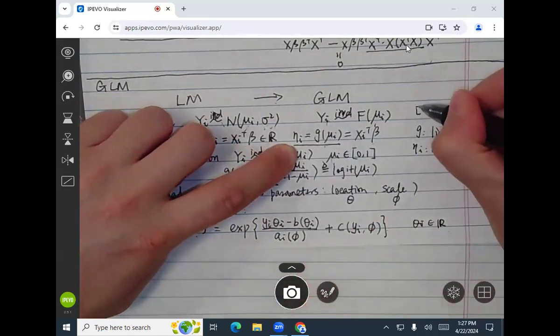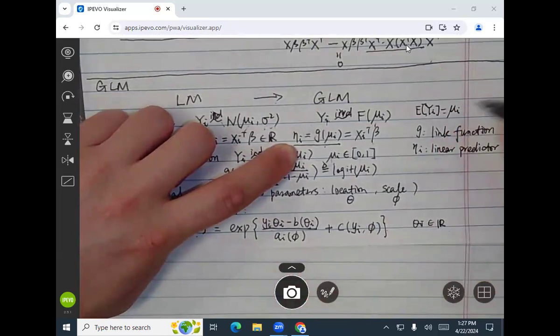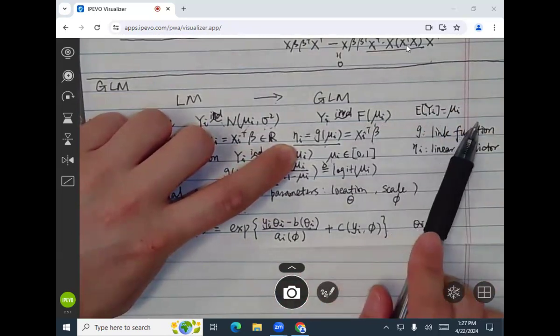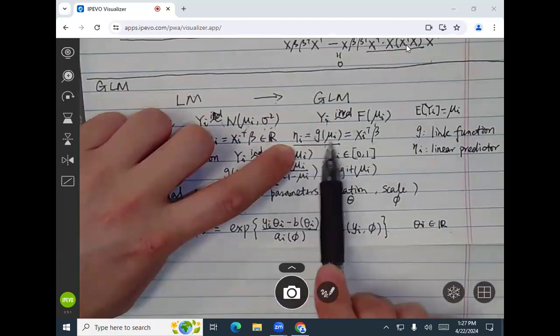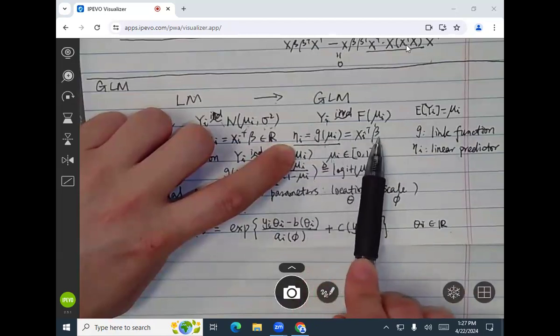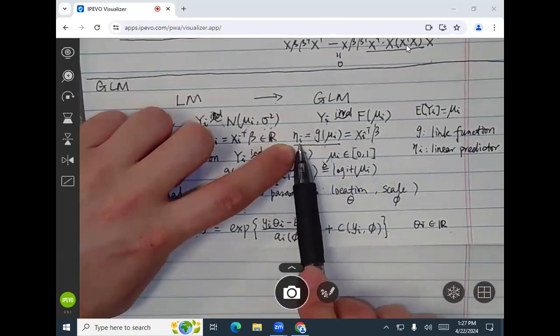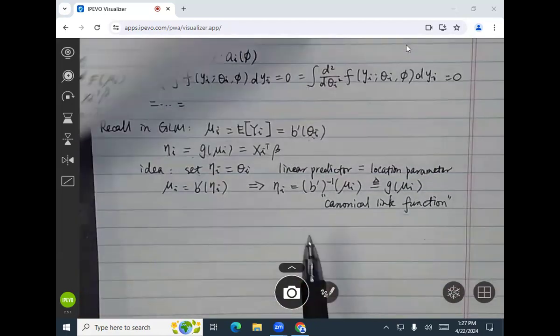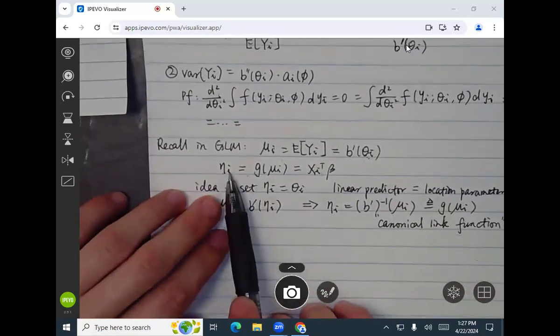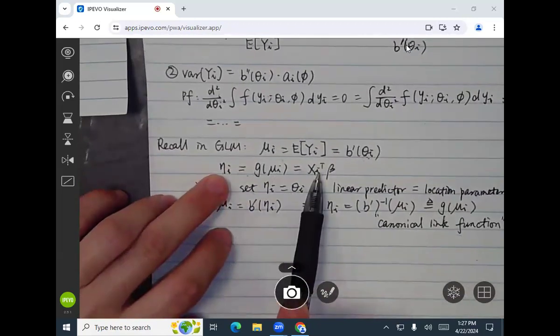maybe I'll just add here, mu i is the mean of y_i. So we transform the mean in some form, in a monotone way, so that it can be specified as a linear function. And we call this eta i. So basically we have everything here: eta i is g(mu i), which is x_i transpose beta.